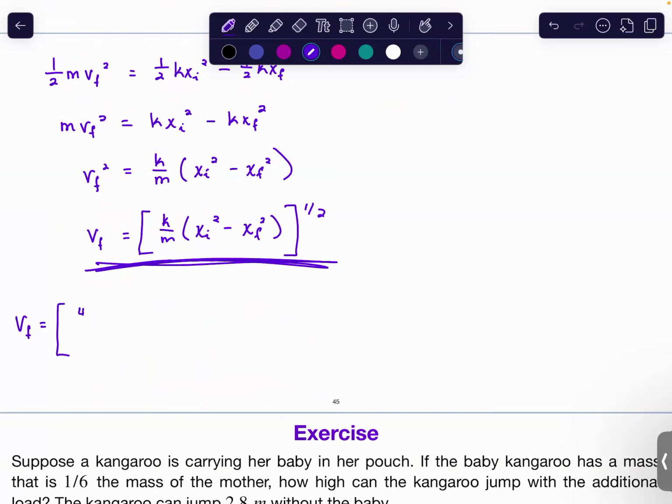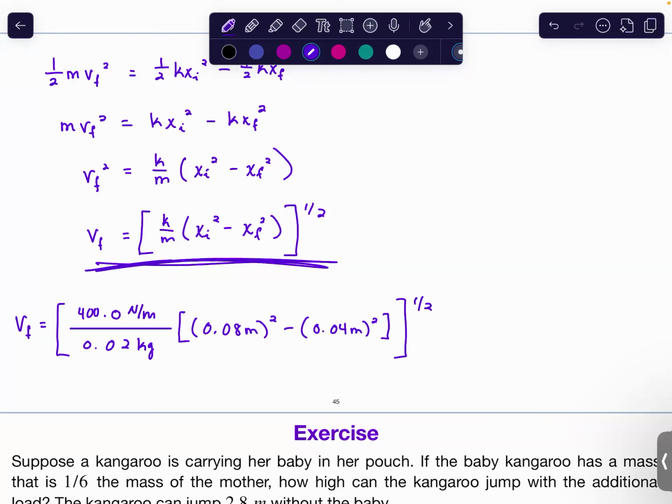So what do we have? We have 400 newtons per meter, 0.02 kilograms, it was 20 grams, and in here we're going to have 0.08 meters minus 0.04 meters. This is square root. And our final velocity should come out to be about 9.8.